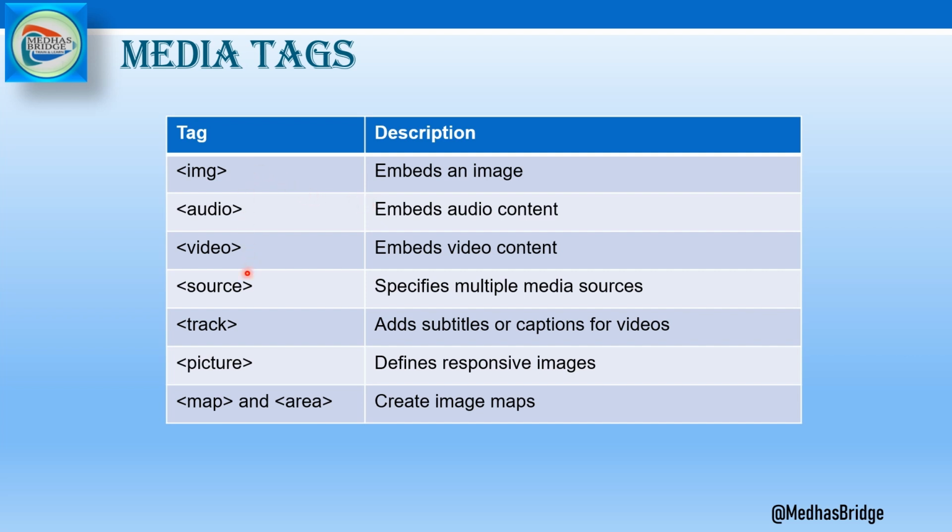Here are the media tags: img, audio, video, source, track, picture, map. The names imply the meaning. Image means embeds the image, audio means embeds audio content, video means embeds the video content, source means specifies multiple media sources, track means adds subtitles and captions for the videos, picture defines responsive images, map or area tag is basically creating image maps. So these are the tags that we use for embedding media files on a web page.